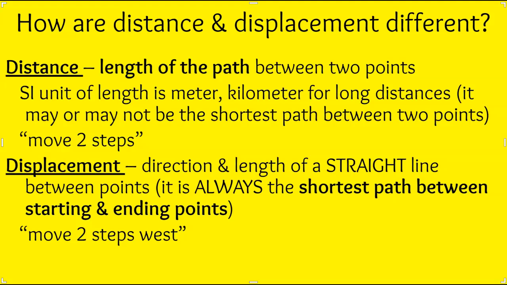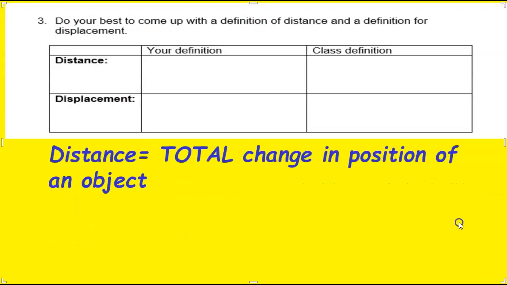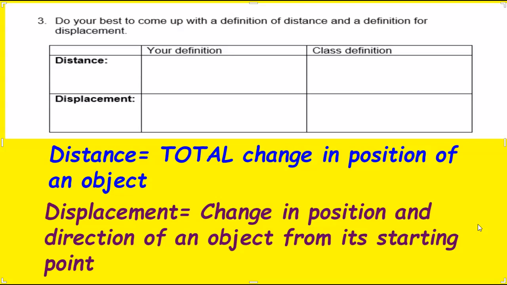Displacement is the direction and the length of a straight line between points. Okay, it's always the shortest path between a starting and ending point. Essentially, think of it in terms of how far and in what direction I am from the starting point. So, to summarize, distance is the total change in position of an object, whereas displacement is the change in position and direction of an object from its starting point.